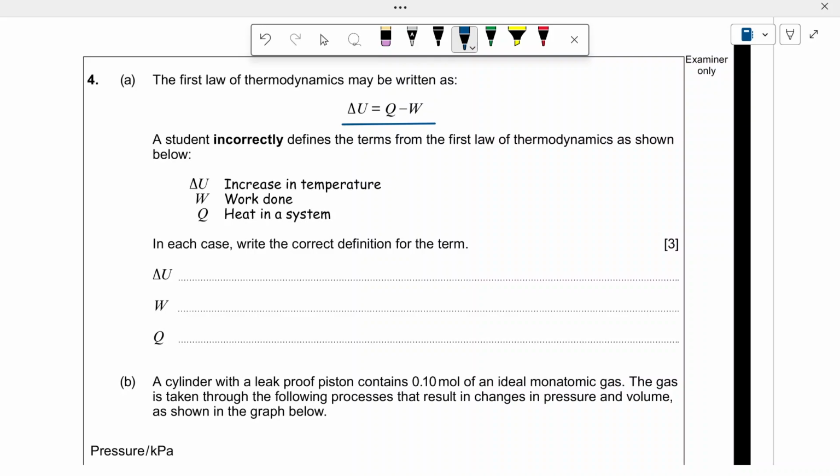So delta U is the change in internal energy. So the total kind of energy contained in the vibrations of, or the kinetic energies of the particles in that substance. Q is heat transferred to the system, and W is work done by the system.